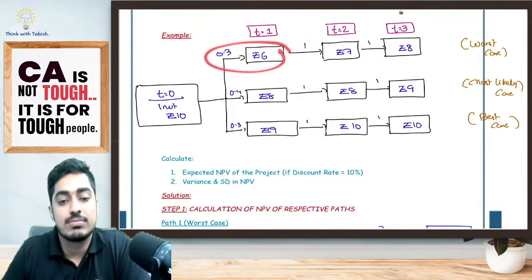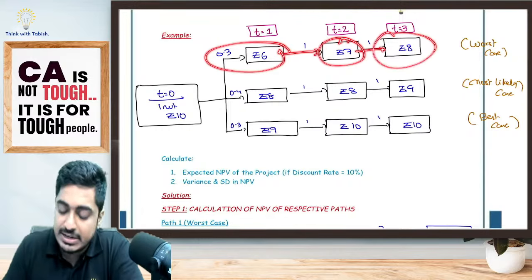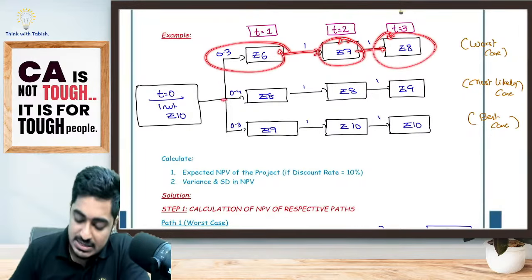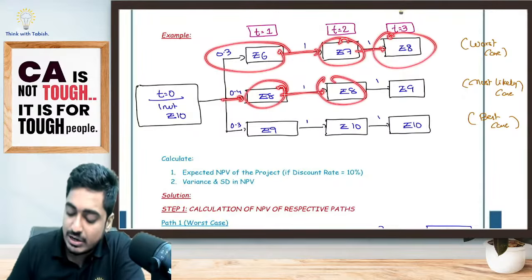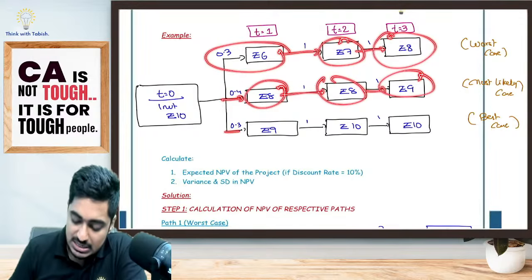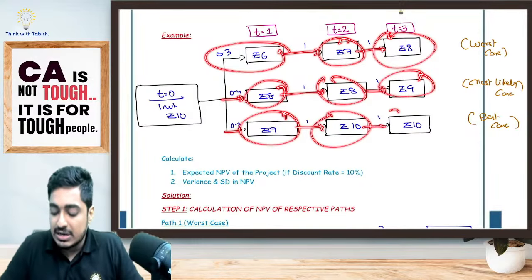6 rupees I only got. That means second year definitely I will get 7 rupees only. Third year I will definitely get 8 rupees. If my first year was okay, most likely scenario, 8 rupees. Second year I will get 8 rupees. Third year I will get 9 rupees. Imagine if first year was great, best, 9 rupees I got. Second year I will get 10 rupees. Third year I will get 10 rupees.